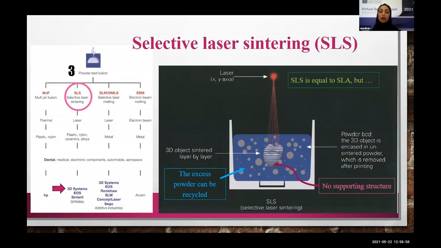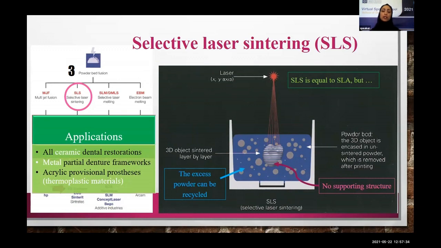Unlike other methods, it doesn't need any supporting structure. However, residual stresses are found to be large in this technique. It doesn't need supporting structure because the printed object is encased with the powder. And the other advantage is that the excess powder can be recycled to print other objects. 3D Systems, EOS, and Inifiltrated are some of the most famous investors of this technique.